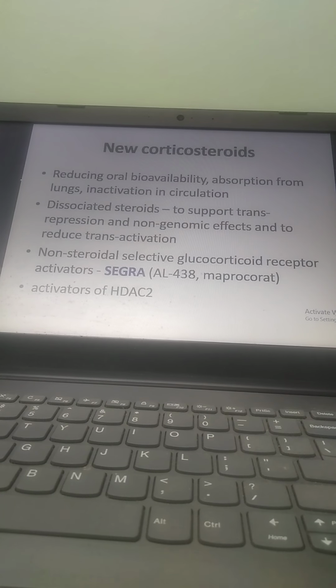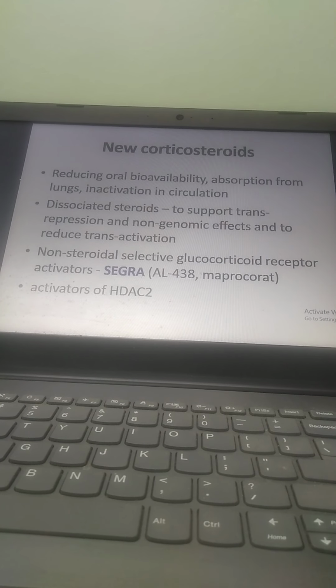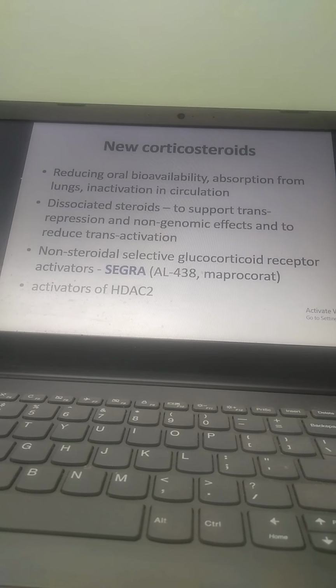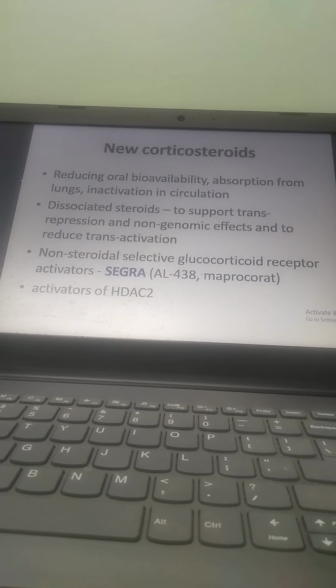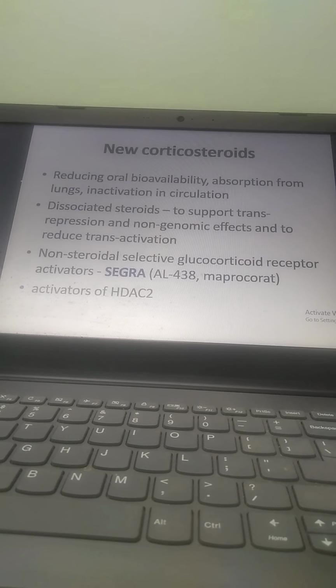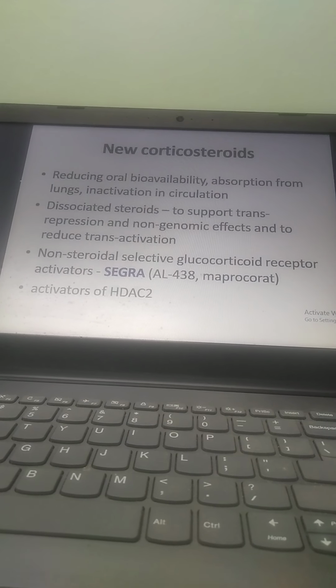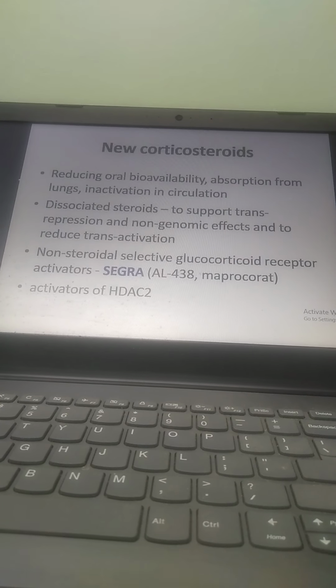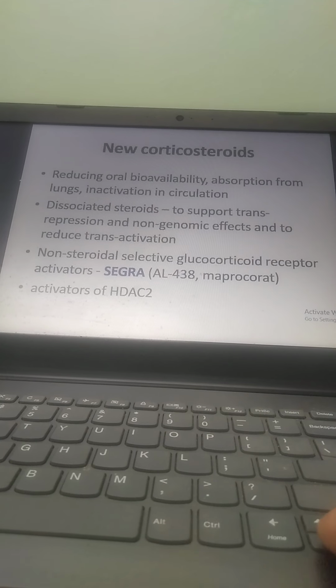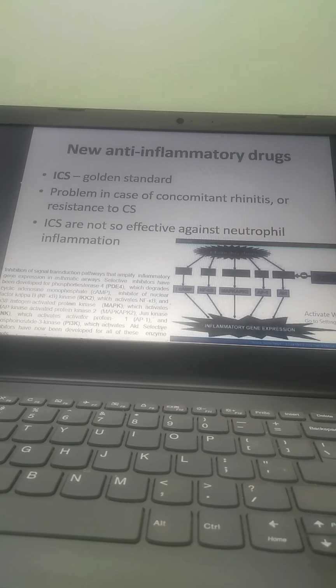Then new corticosteroids, reducing oral bioavailability, absorption from lungs, inactivation in circulation. Dissociated steroids to support transrepression and non-genomic effects and to reduce transactivation. Non-steroidal selective glucocorticosteroid activators, we call it SEGRA, selective glucocorticosteroid receptor activators. Activation of the HDAC2. HDAC2 means histone deacetylase 2. New corticosteroids. Now new anti-inflammatory also is there.